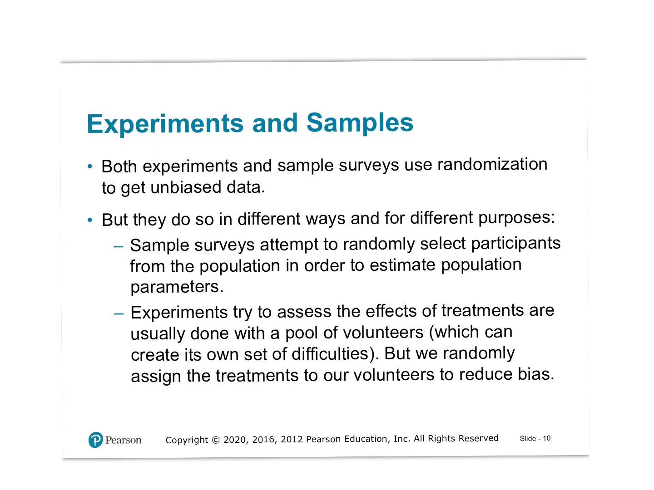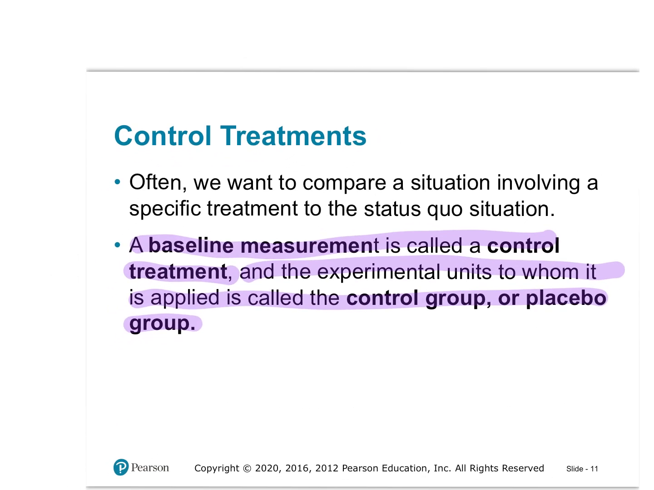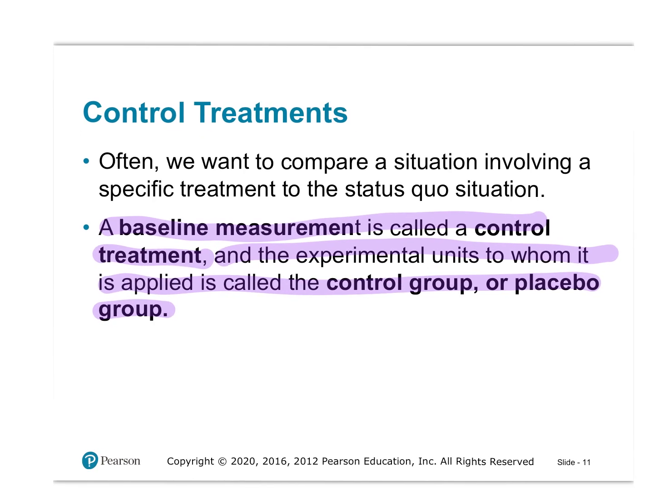We know we're going to randomize. Okay, so control treatments. A baseline measurement is called a control treatment, and the experimental units to whom it is applied is called the control group or the placebo group. So we've already kind of talked about that a little bit. Let's think about some examples.